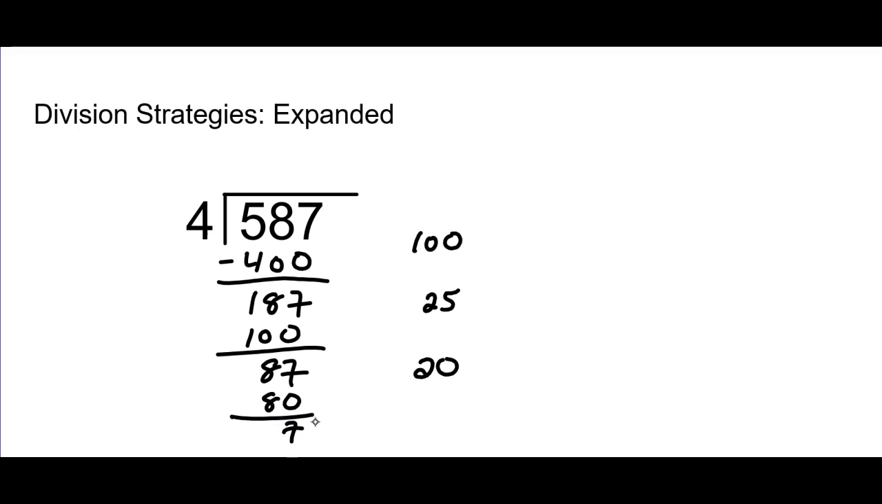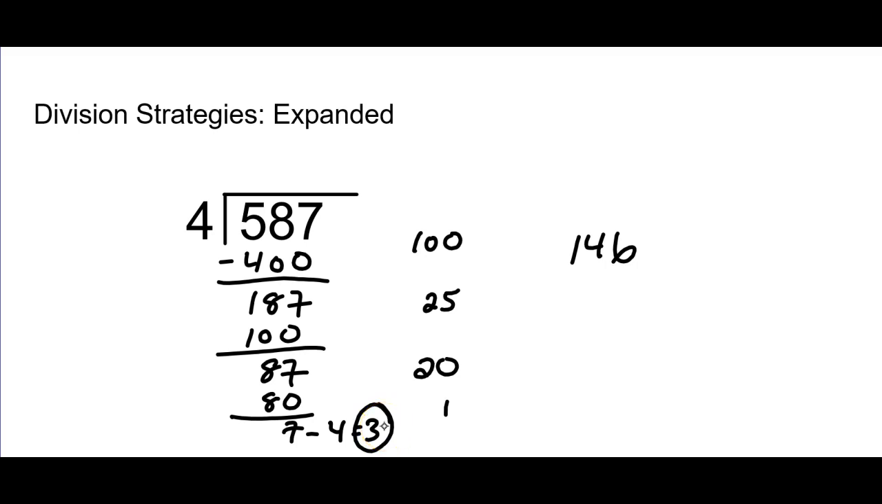And then I'm going to say, okay, 1 is all I have left over here. 4 times 1 is 4, and when I subtract that, I get 3. Now, 3 is less than 4. That's going to be our remainder. We can't divide 3 by 4 and still get a whole number. So if I add these up, I have 100 plus 25 plus 20 plus 1, and I end up with 146. And my remainder is 3.